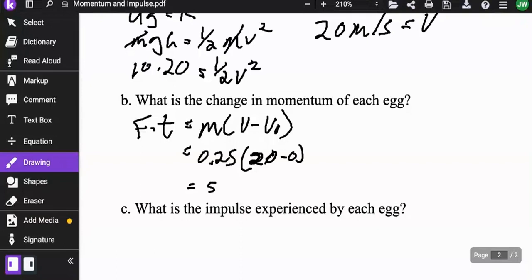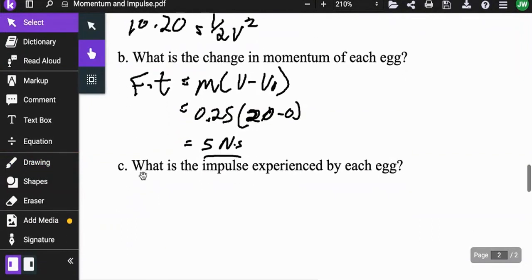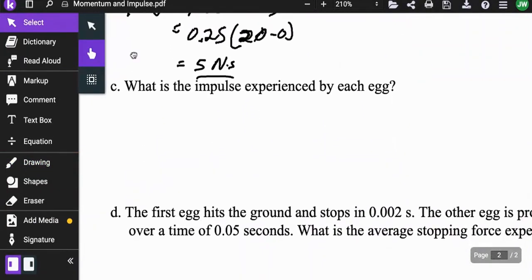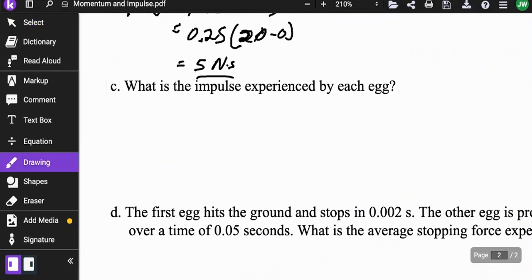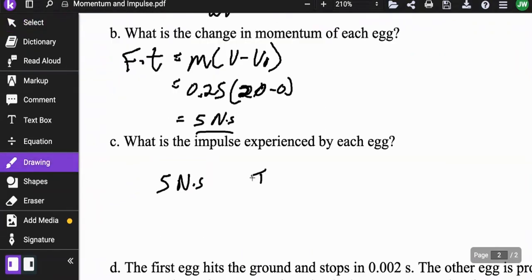5 Newton seconds is our impulse, which is change in momentum. Was the impulse experienced by each egg? That's what I just said. Impulse and change in momentum, they are the same thing. We've already calculated change in momentum, so we know what the impulse is. 5 Newton seconds. Impulse equals change in momentum.